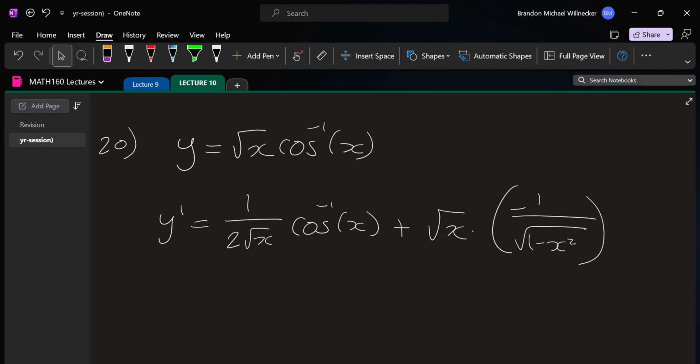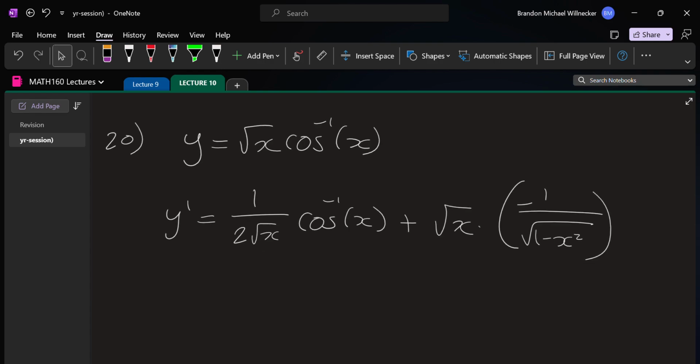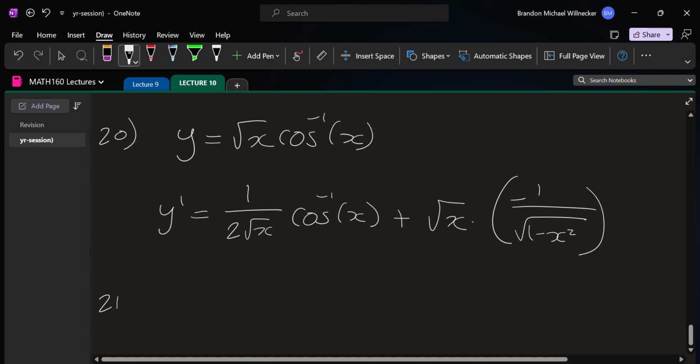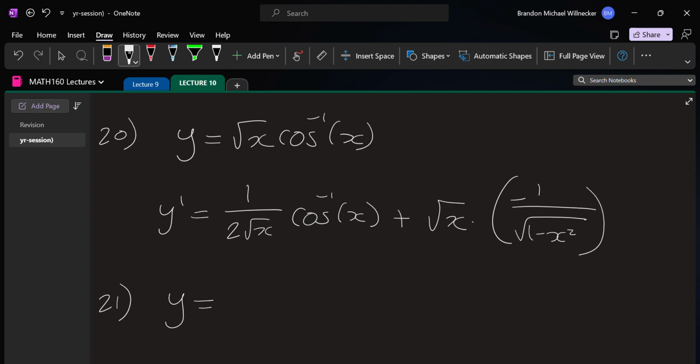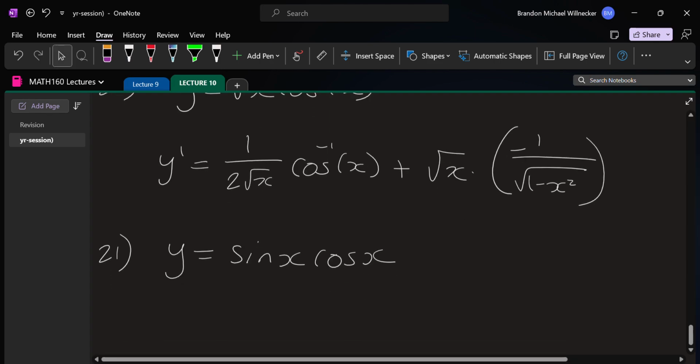Okay, again, you could simplify this, but that's not needed. If the question just says find the derivative, you can leave it like that. If there's follow-up questions, maybe it would be nice to simplify. Okay, but that's up to you.